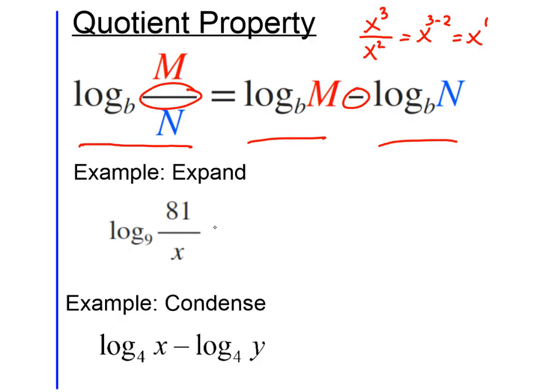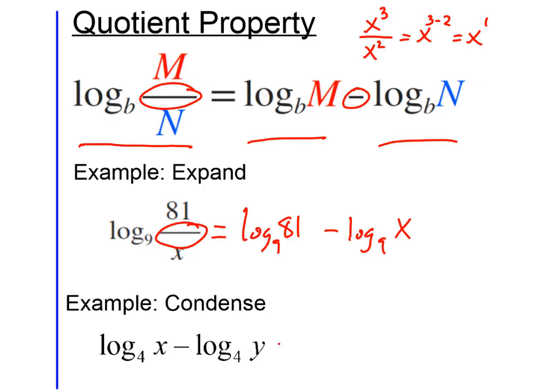So let's use this property to expand log base 9 of 81 divided by x. I'll write log with a base 9 two times. It is a minus sign in between them because it says division. The first log gets 81 because 81 was on top, so it comes first. The second log gets the x because it comes second and the x is on bottom.